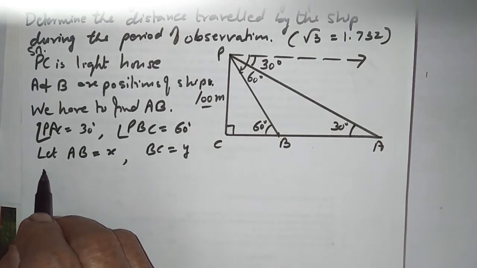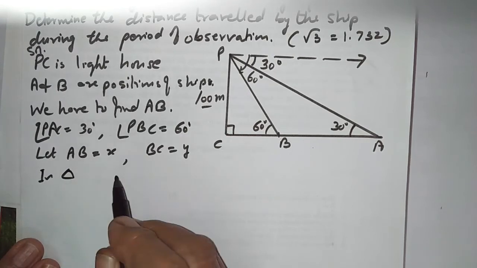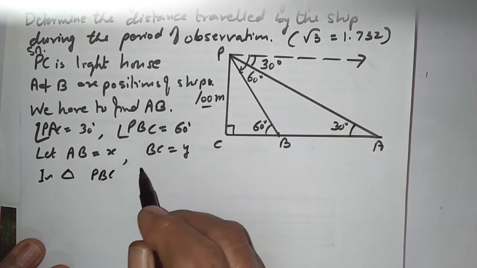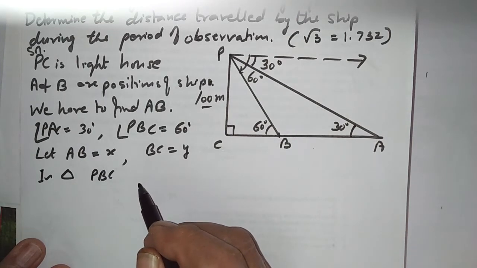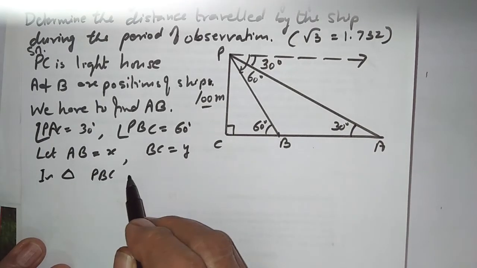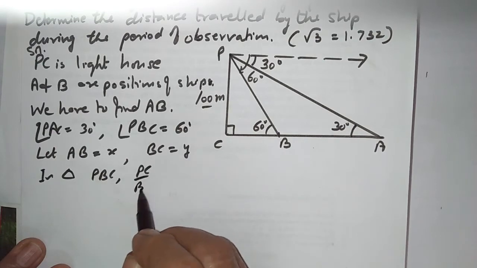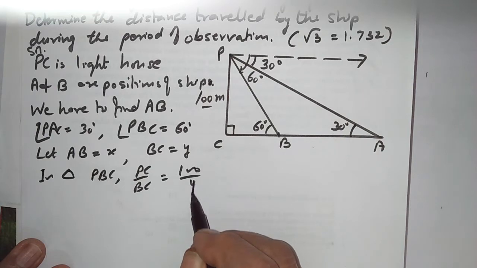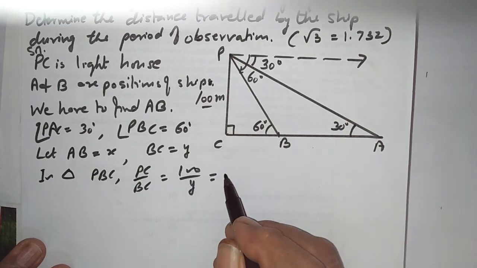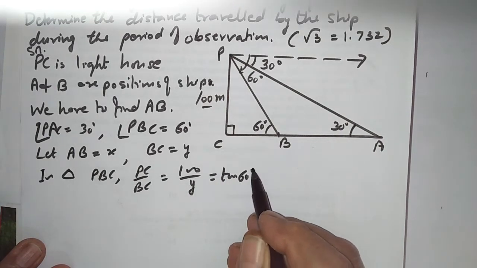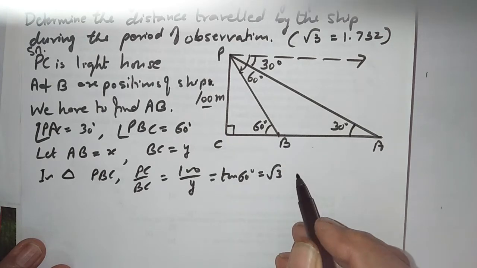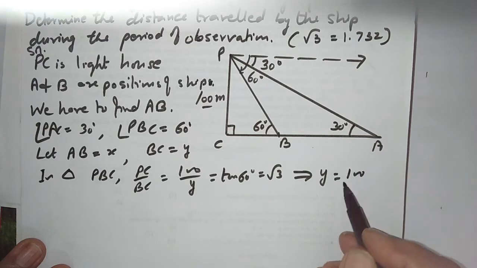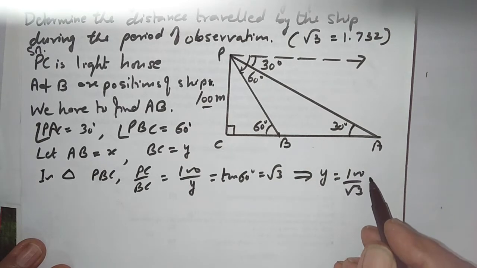Now in triangle PBC, 100 upon BC, meaning PC upon BC, which is 100 upon Y is equal to tan 60, which is equal to √3. From here you will get Y is equal to 100 upon √3 meters.